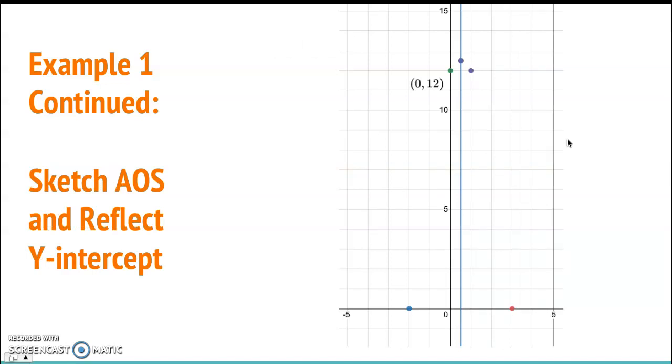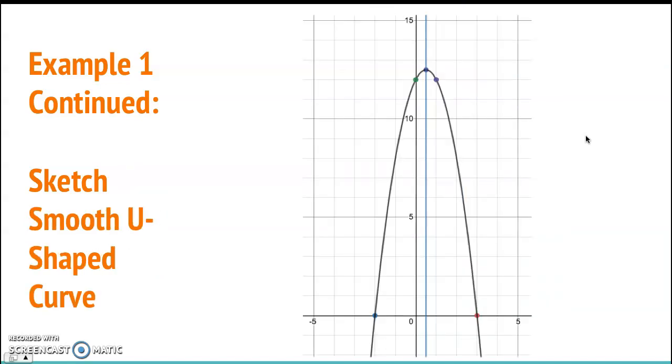So on the next slide, we're going to go ahead and sketch the axis of symmetry, which, recall, goes right through the vertex, the x-coordinate of the vertex. So we have x equals 0.5 as our equation for the axis of symmetry. If we are a half a unit away from the axis of symmetry on the left side, then a half a unit away on the right side will be our reflected point, which can be at (1, 12).